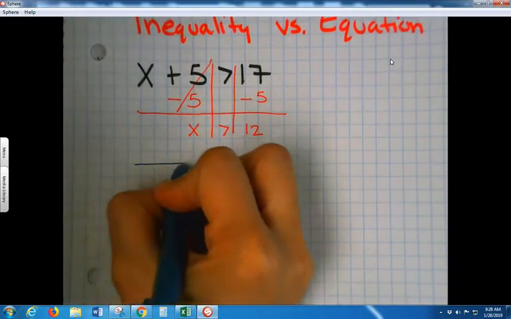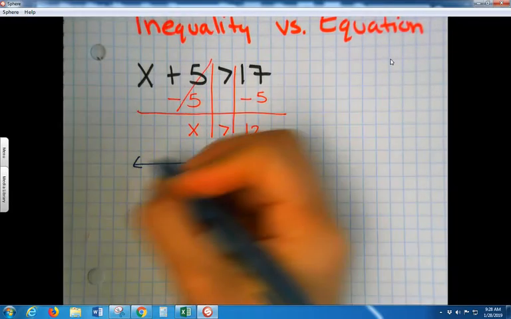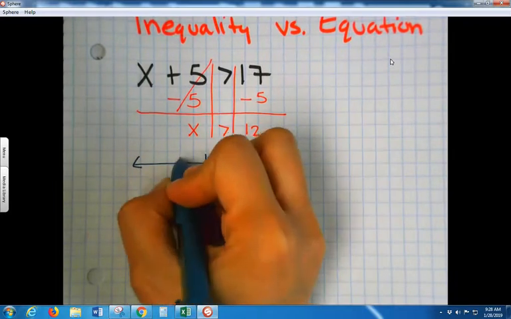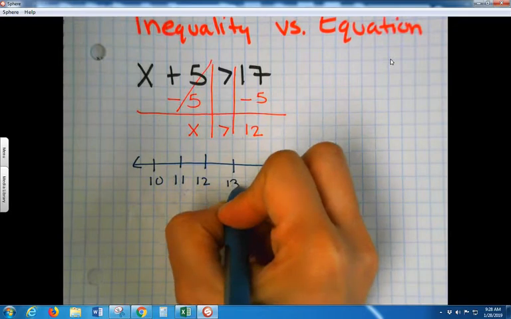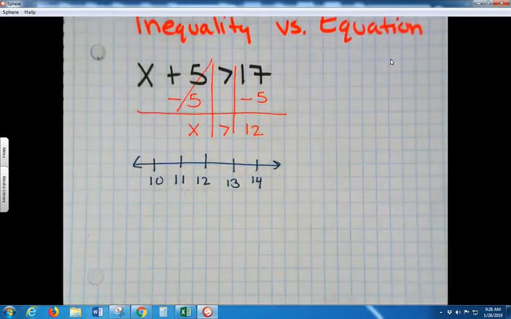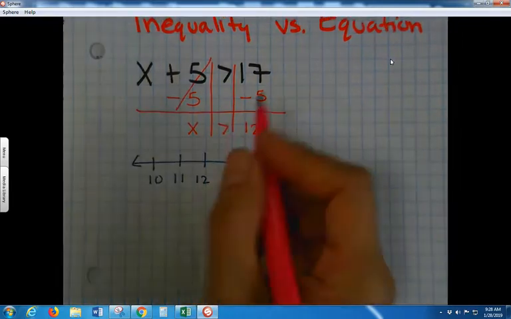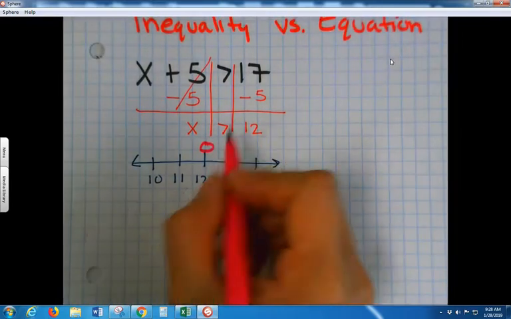Number line. Graph it. Very good. What goes in the center? 12. Two numbers below. Two numbers above. Okay. Open or closed circle? Open. Very good. In which way do you shade? Right. Good.